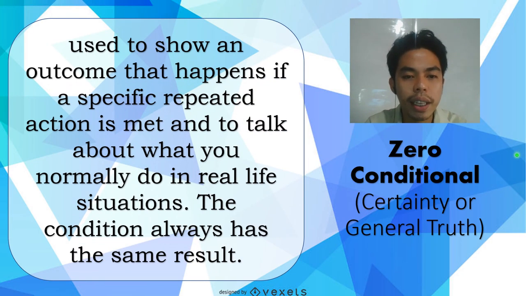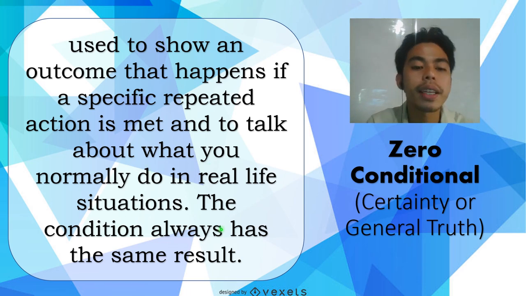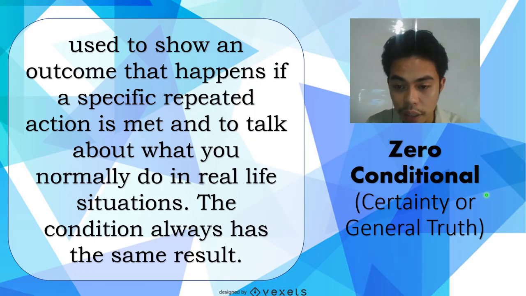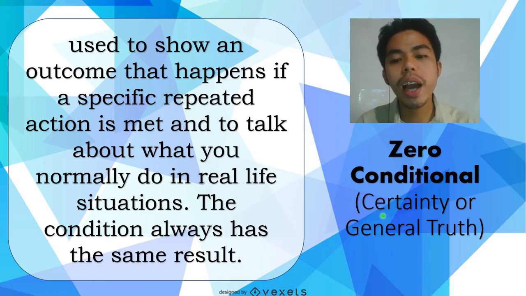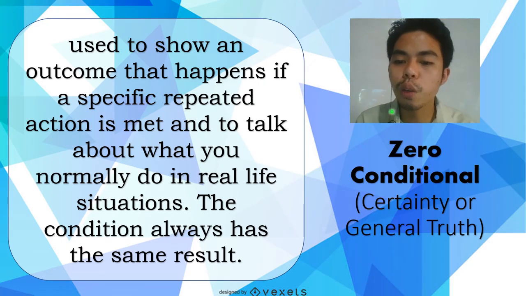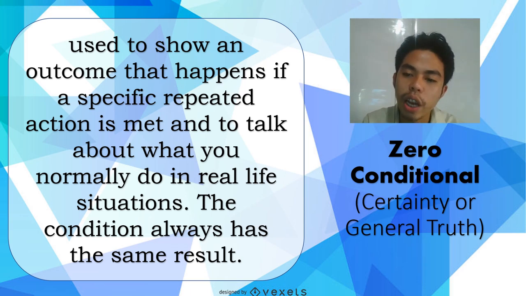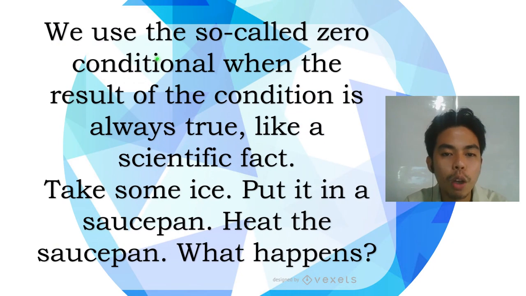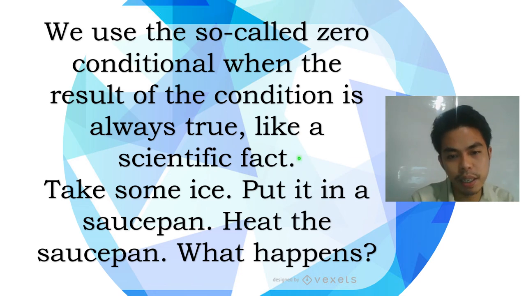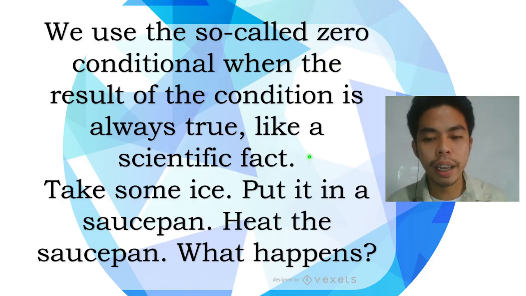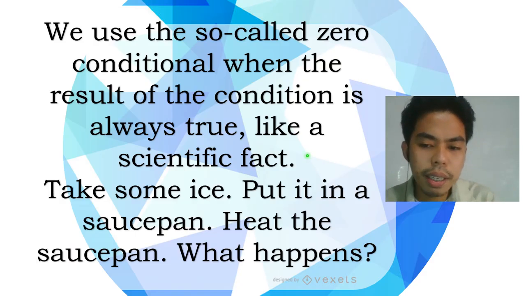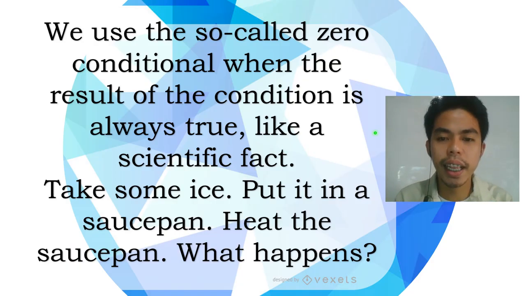Okay. So this conditional is used to show an outcome that happens if a specific repeated action is met, and to talk about what you normally do in real life situations. So the condition always has the same result. That's why it is called zero conditional. We are so certain that it is the result that we will be having, or it is showing us a general truth. Here, we use the so-called zero conditional when the result of the condition is always true, like a scientific fact. We can never change this because it is based on observation, or it is based on science. Now it is a fact.